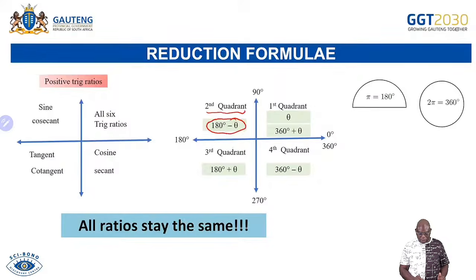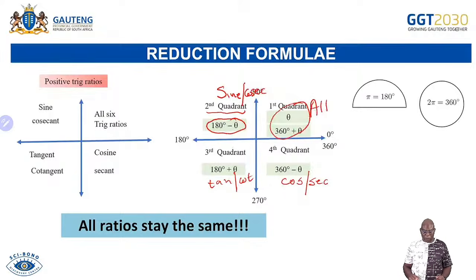In this second quadrant, sine is positive. Sin is positive here. Tangent is positive here. Cos is positive here. So obviously, cos goes with sec, tan goes with cot, sin goes with cosec. The rest here are positive, all positive. Now, the 6 ratios, this is what I'm explaining now.